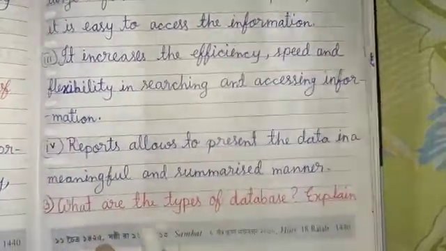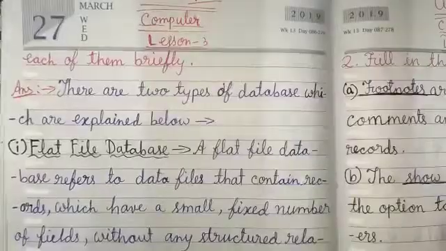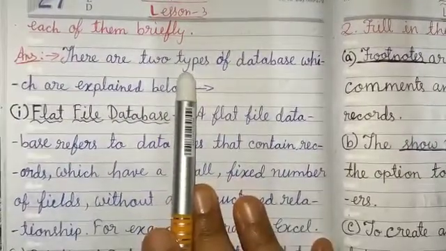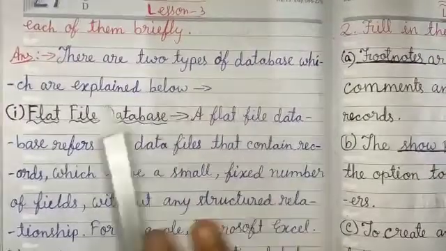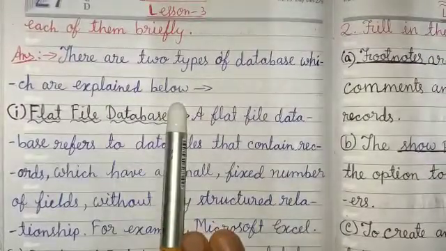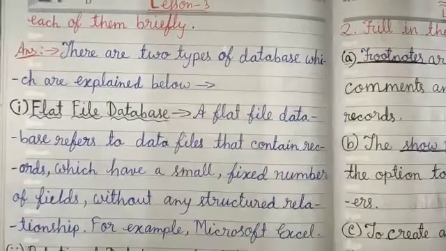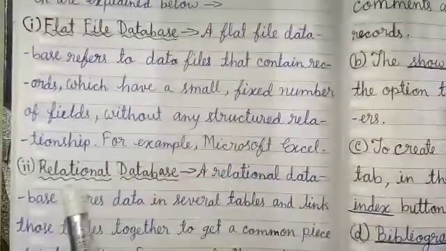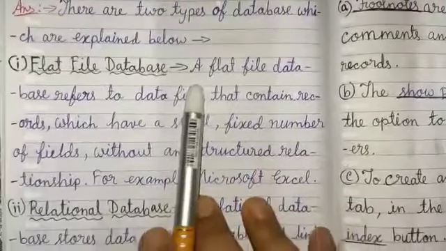Number 3, what are the types of database? Explain each of them briefly. There are mainly two types of database. The two main types of database are flat file database and relational database. Let us explain the flat file database first.